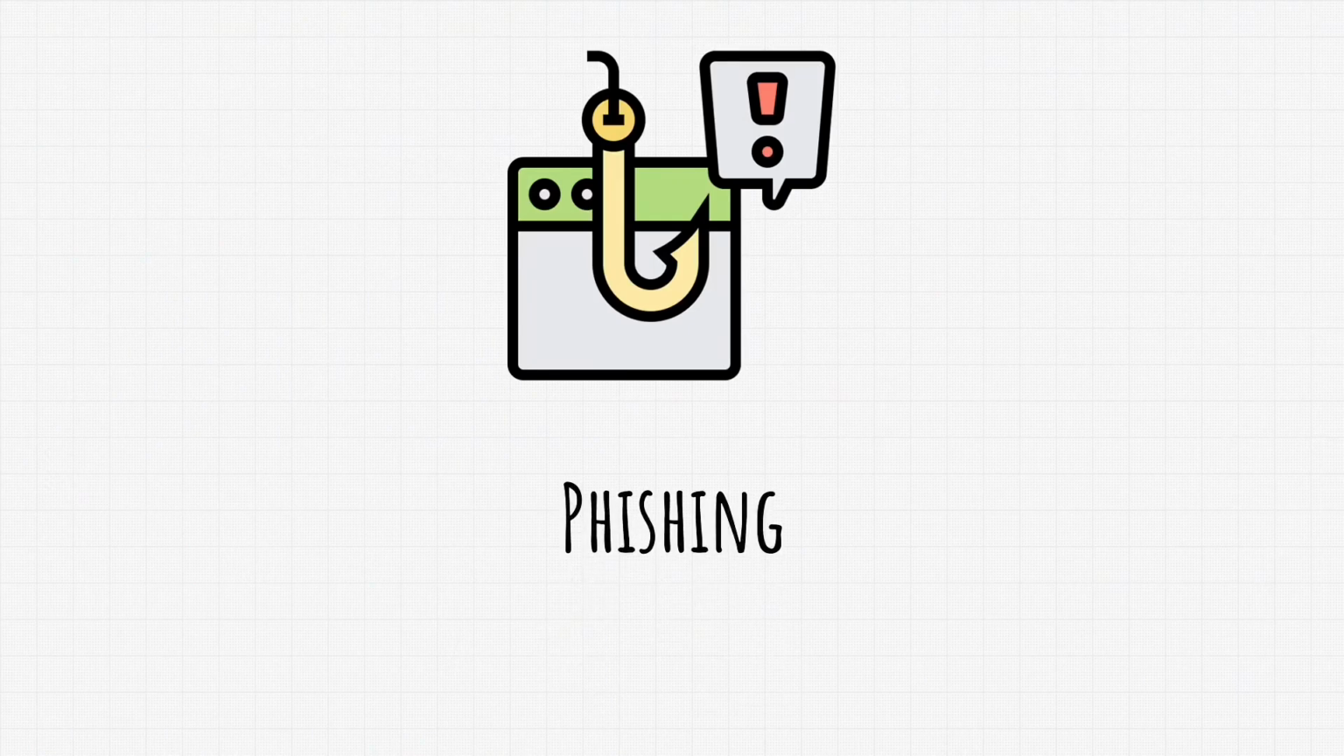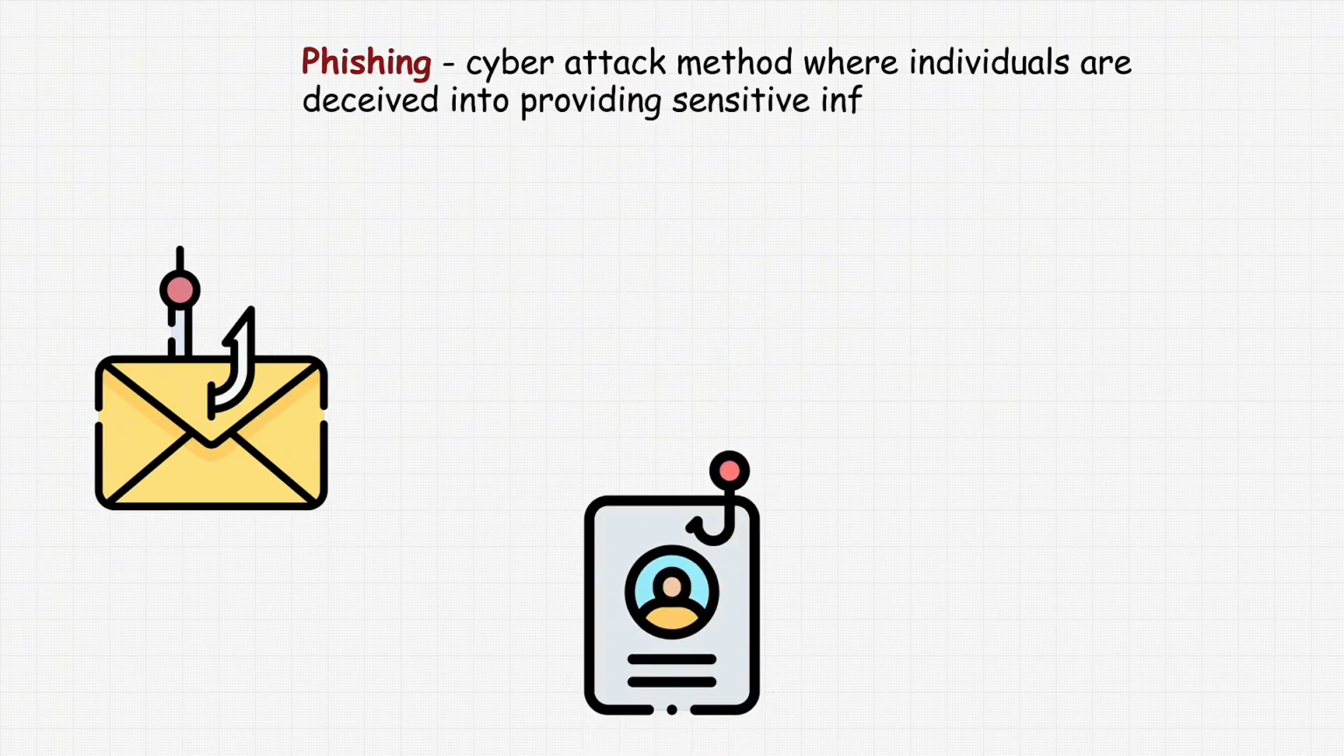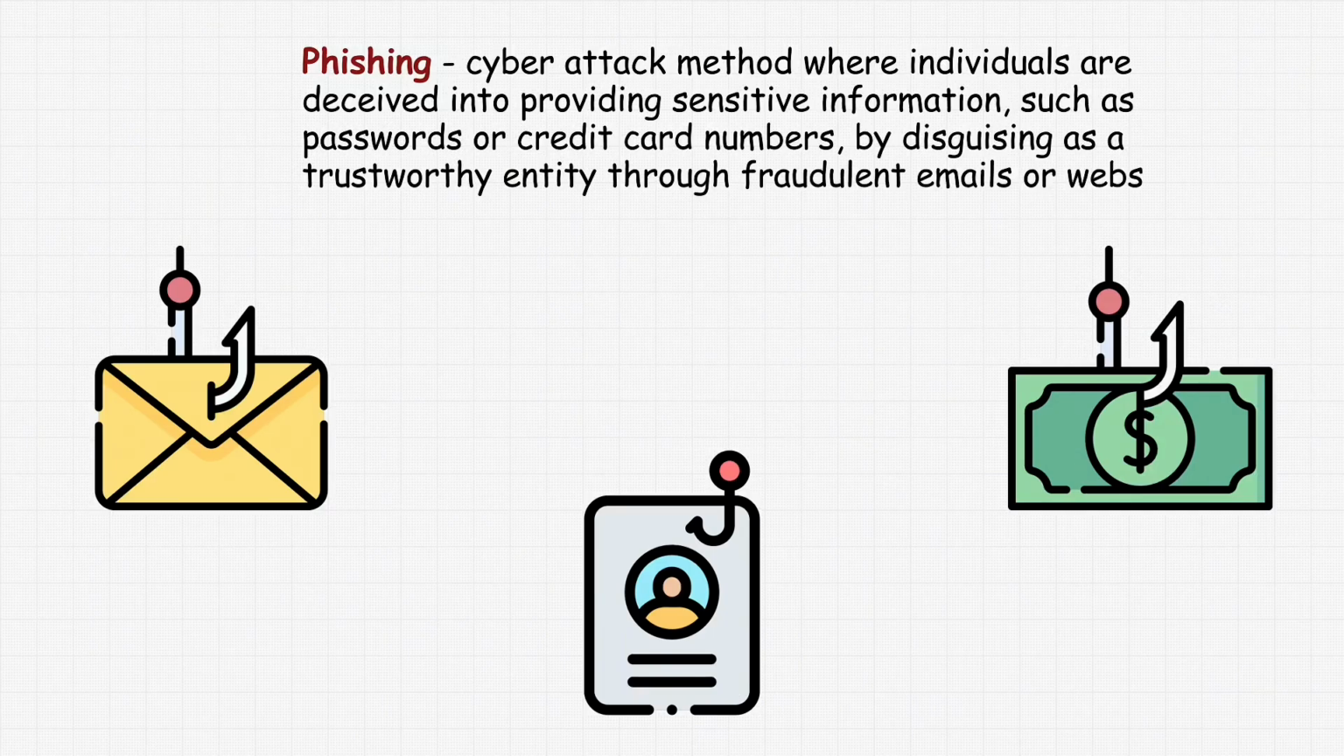Alright, so we saw a rather simple example of a phishing email. Now, let us talk in detail on how we can recognize these phishing attacks and how we can protect against them. Let's start first by defining what phishing is. We can say that phishing is a cyber attack method where individuals are deceived into providing sensitive information, such as passwords or credit card numbers, by disguising as a trustworthy entity through fraudulent emails or websites. So let's check in details how we can recognize these types of attacks. We will focus on email phishing example that we showed.